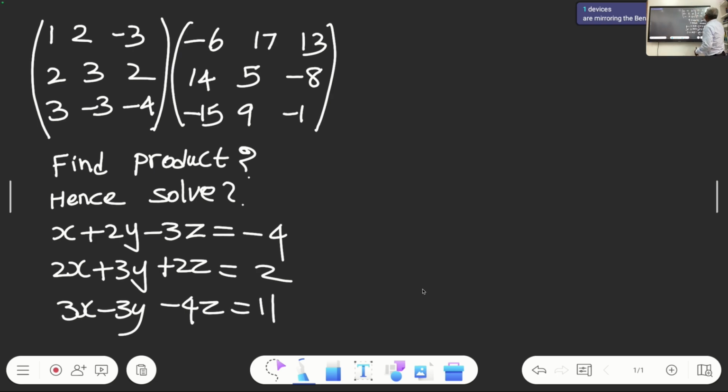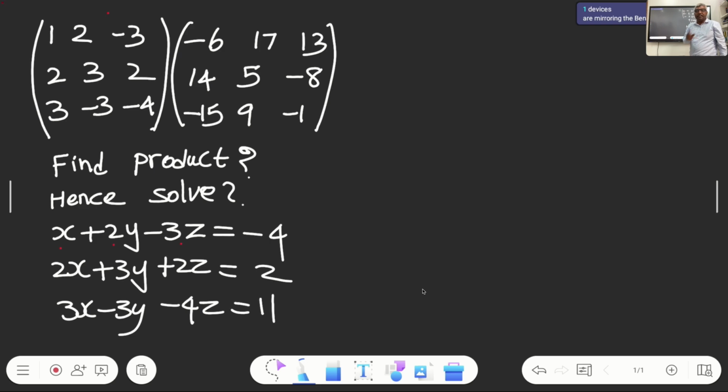You see here 1, 2, minus 3, 2, 3, 2, 3, minus 3, minus 4. This matrix matches with this equation x plus 2y minus 3z, with rows 1, 2, minus 3; 2, 3, 2; 3, minus 3, minus 4. So generally we have to find the inverse of the first matrix, through which we are going to multiply with the right hand side values minus 4, to 11, and we will get the x, y, z values.